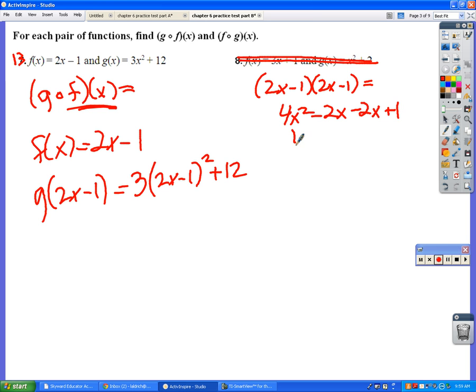Okay? And then combine like terms. You only add the terms together at that step, because the rest is all multiplication. So that is what (2x minus 1) squared is: 4x squared minus 4x plus 1.